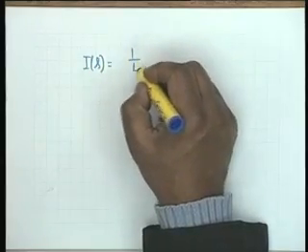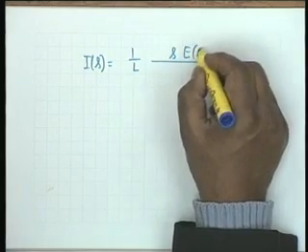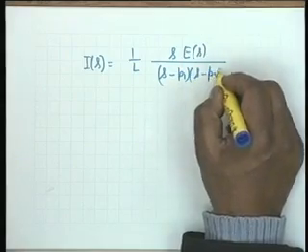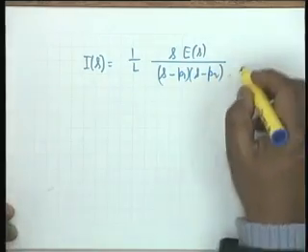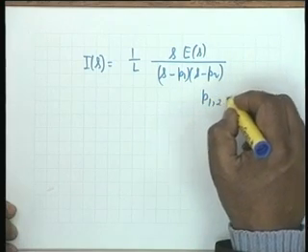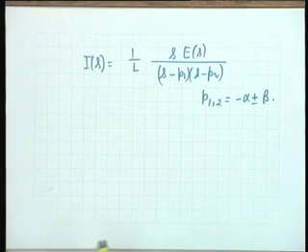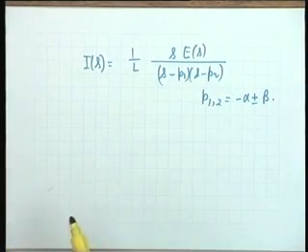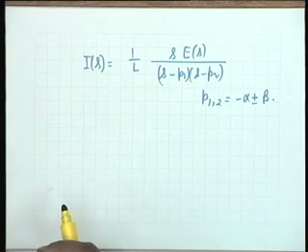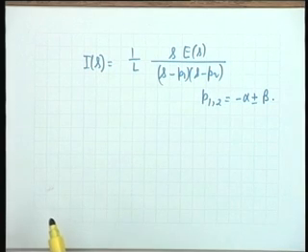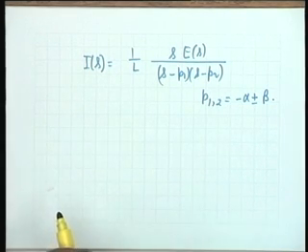Then my solution for current is 1 by L, S E of S divided by S minus P1, S minus P2. I have written this again, where P12 we have written as minus alpha plus minus beta. Alpha and beta have been properly defined. Alpha is R by 2L and beta is the square root of R squared by 4L squared minus 1 by LC. Now, to be specific, let us specialize the excitation.